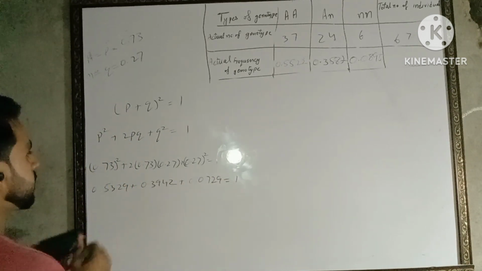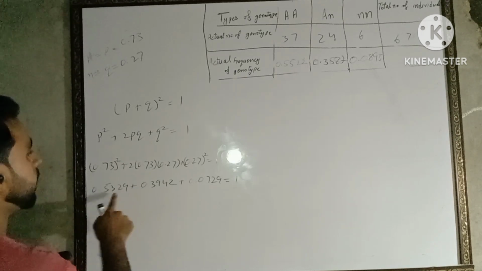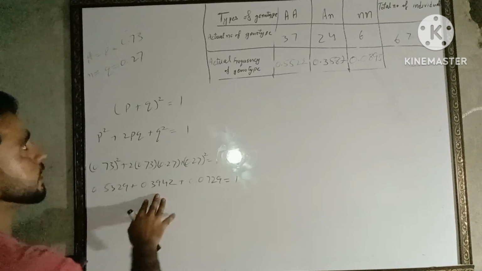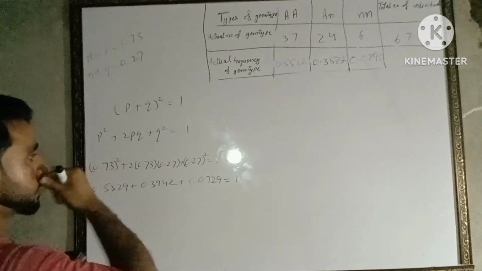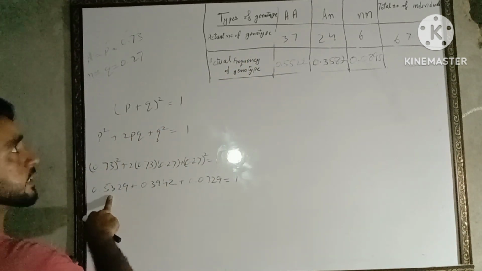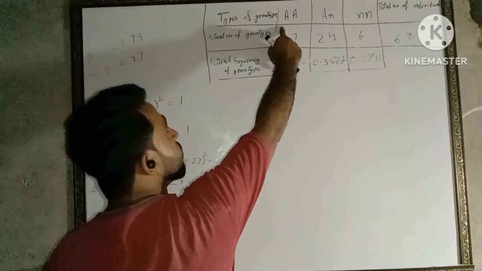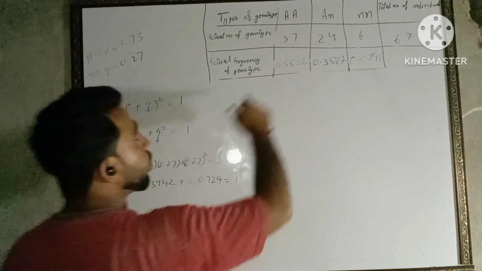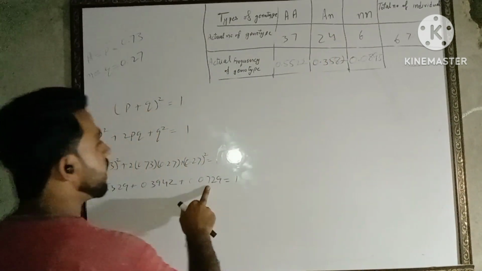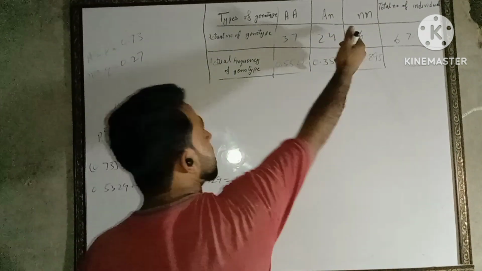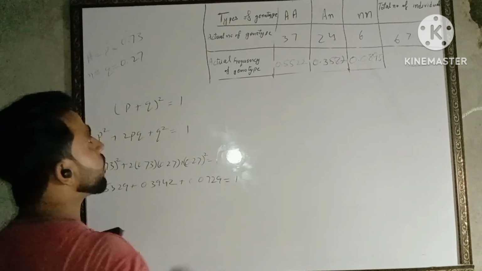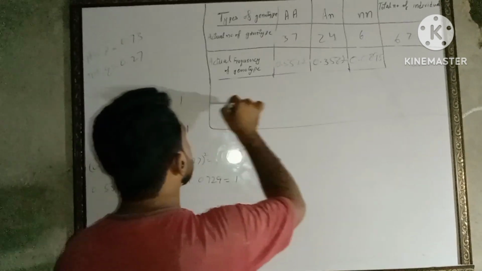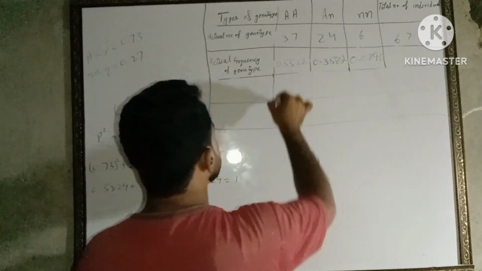Okay. These three values, 1, 2 and 3, are the expected frequencies of the respective genotypes. It is the expected frequency of the homozygous dominant genotype. It is the expected frequency of the heterozygous genotype. It is the frequency of the homozygous recessive genotype. Okay. We will add this expected frequency in the table.